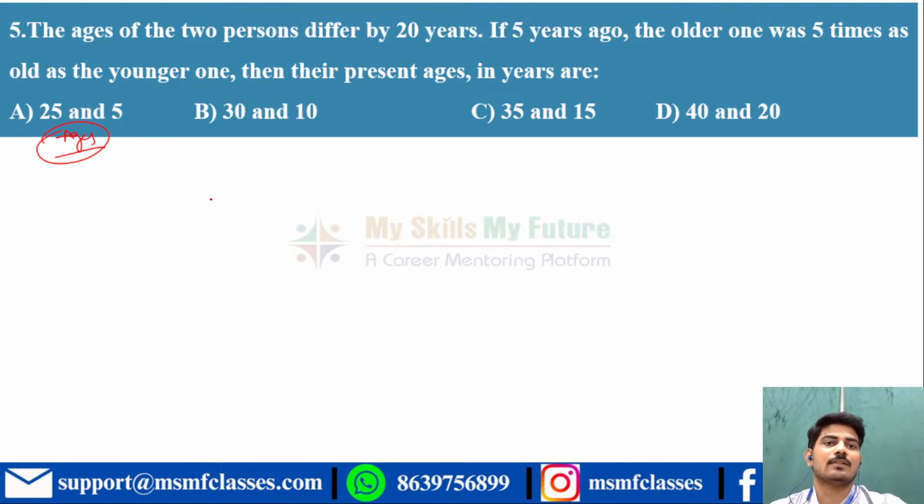What he gave in the question is an older person and a younger person, with an age difference of 20 years. From this, you need to remember one point here: when the difference between the ages of two persons is some x years, after any number of years also, this age difference will remain the same. That point you need to remember.